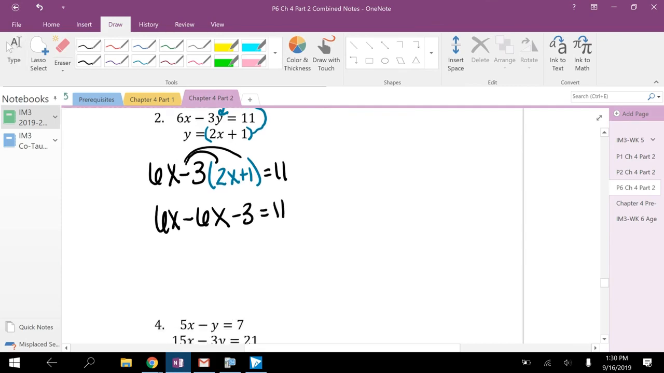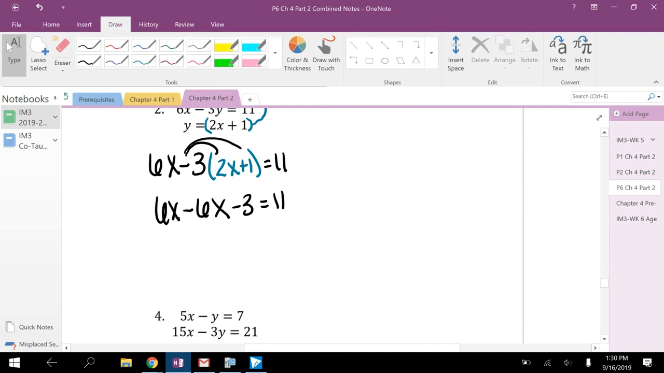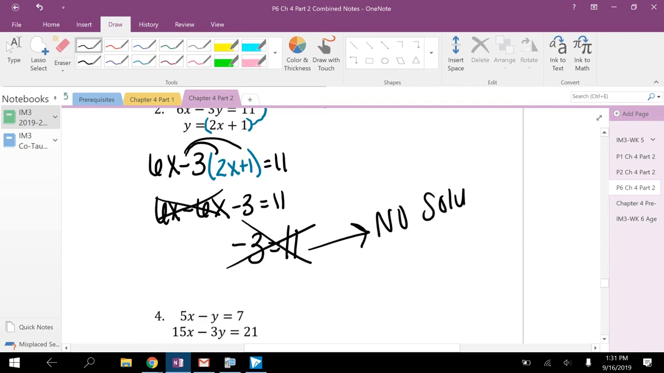And watch what happens. You're going to like this one. 6x minus 6x cancels. That's 0, right? So I have negative 3 is equal to 11. Is that a true statement? You're right, it's not true. So I have no solution and you're done. It's easy when you get no solution or infinitely many because there are not a lot of steps; you realize it pretty quickly. That's it. You can put NS, it's fine.